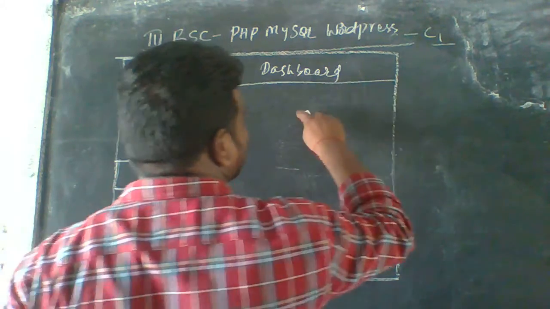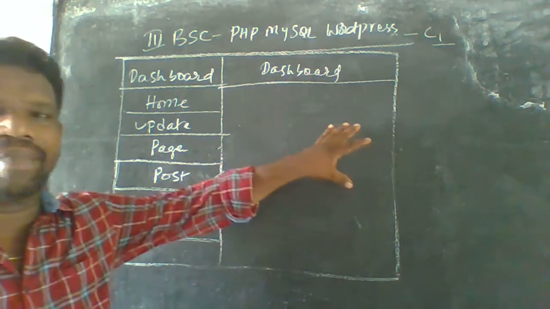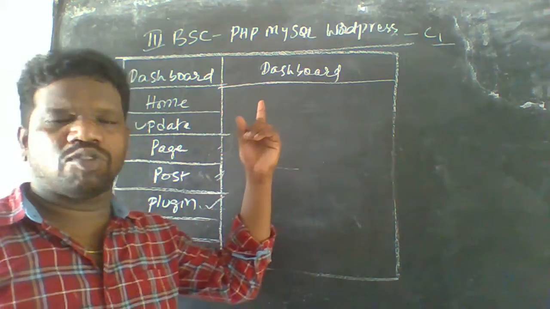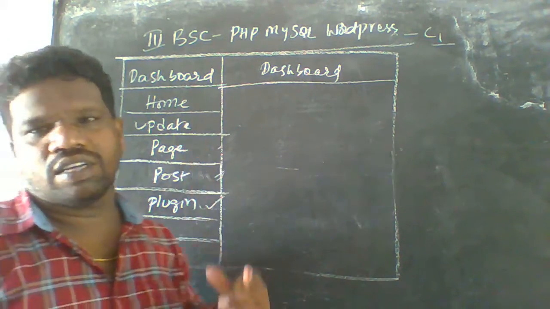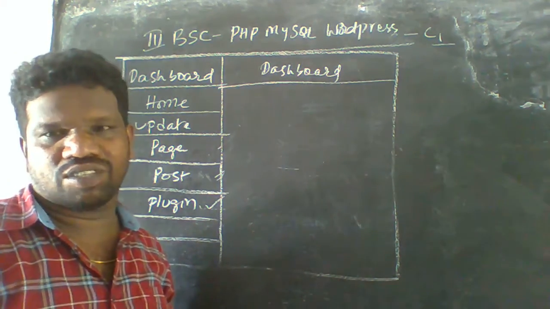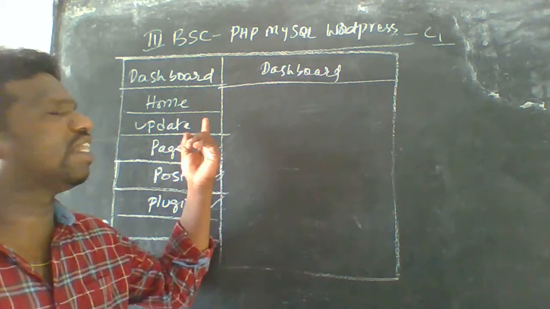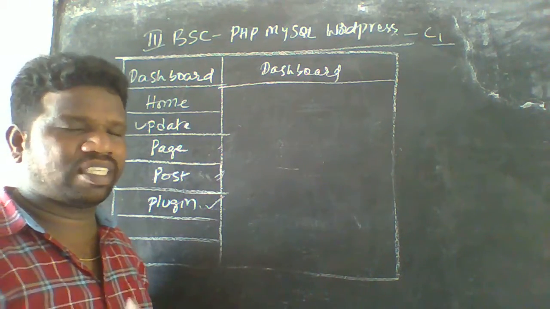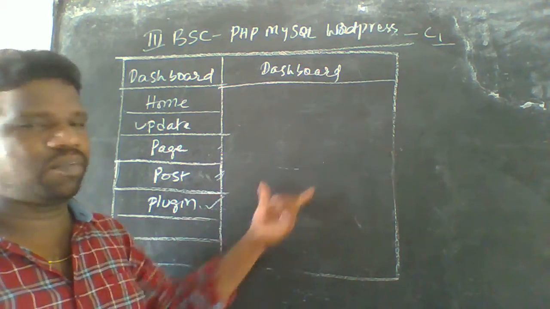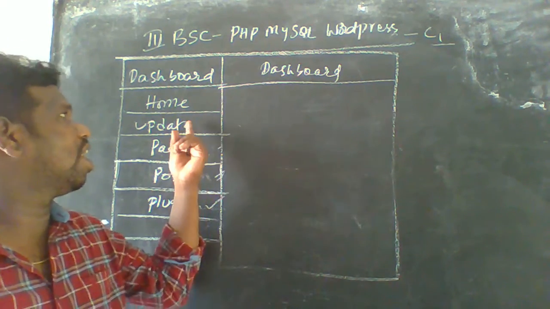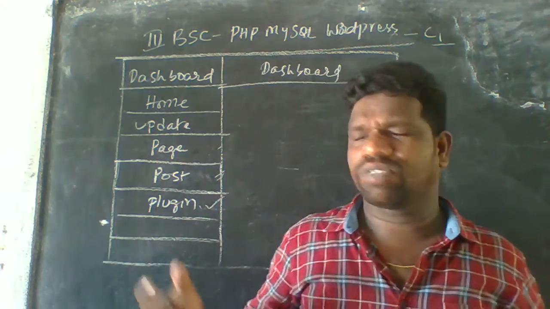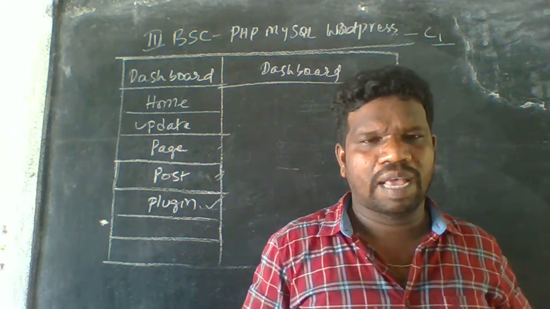This page will change based on these tabs. There are a number of tabs available here, similar to MS Word, where we see the Home tab, Insert tab, Page Layout, Reference, View, Mailings. Similarly, when we press Home, it shows some data, and when entering Update, it shows some other data. That's why there are a number of tabs available here.